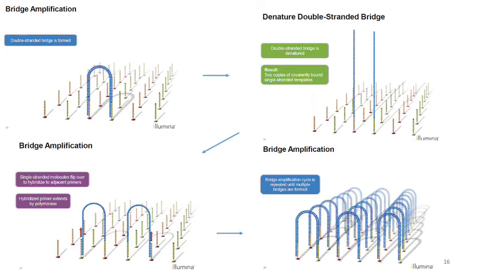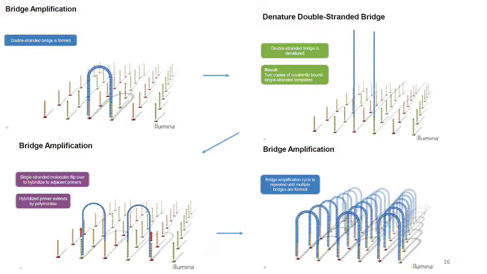The 4 images on this slide depict bridge amplification. The image in the top left corner of the slide shows a double-stranded DNA molecule that was synthesized by a DNA polymerase. This double-stranded DNA molecule, or bridge, is denatured, resulting in one strand hybridized to the flow cell via the P5 adapter, and the other strand hybridized to the flow cell via the P7 adapter. This is shown in the image on the top right of the slide.